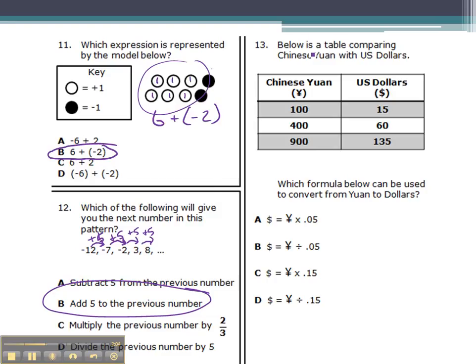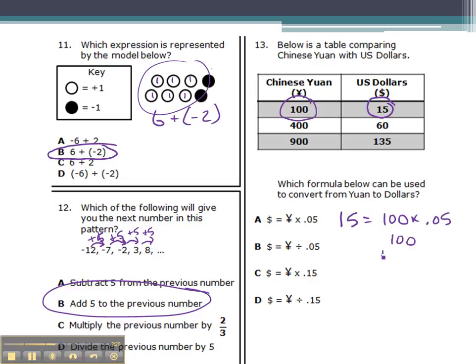On number 13, it says below is a table comparing Chinese yuan with US dollars. And it asks which formula can be used to convert from yuan to dollars. So we're going to use some of the numbers they've given us, like these. So $15 equals 100 yuan times 0.05, and we'll see if that's true.